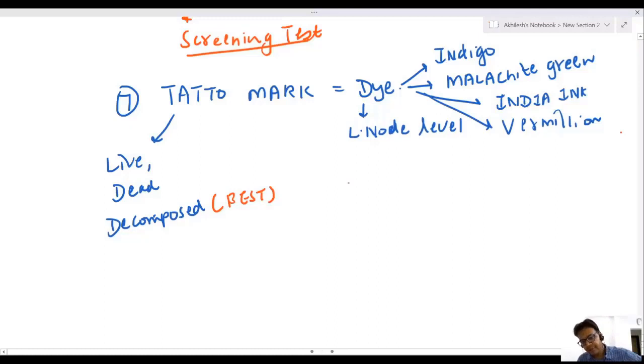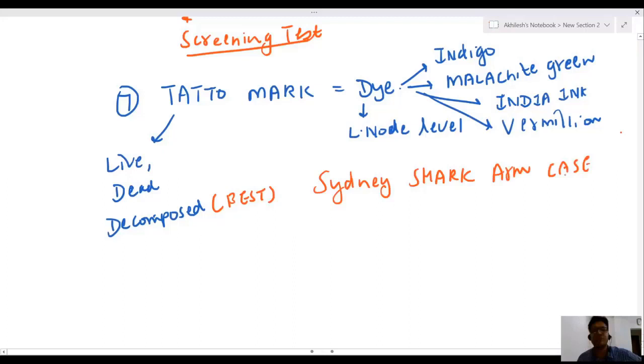There was a very famous case which was identified by tattoo mark, that was the Sydney shark arm case. How to make a tattoo mark visible?